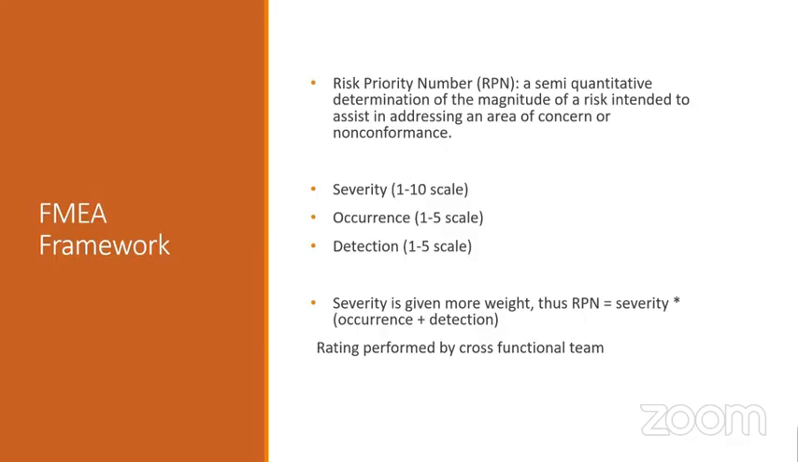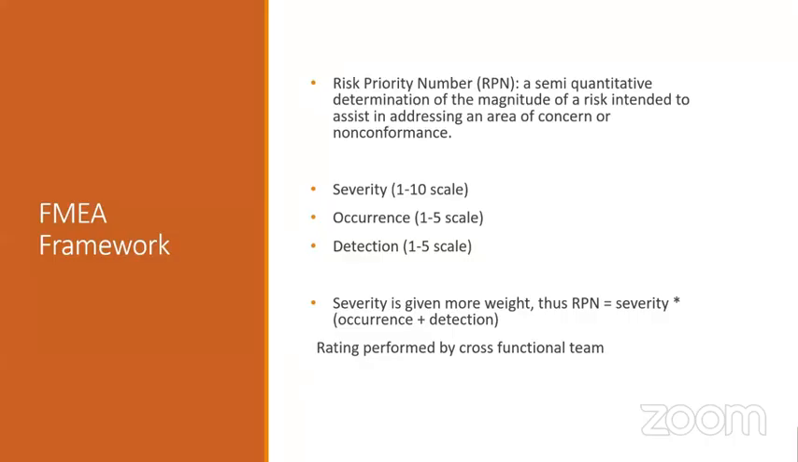Also, when you're doing your evaluation of the severity, occurrence, and detection of your failure, that is done by a cross-functional group who is somewhat subjective. So that number that is derived from all of this is semi-quantitative. Now, these scales that I have up here are arbitrary. These can be set up a number of different ways. For the purposes of our discussion, severity is a 1 to 10 scale, occurrence is a 1 to 5 scale, and detection is a 1 to 5 scale. In order to arrive at a risk priority number, we take severity, which we've given more weight, and multiply the addition of occurrence and detection.